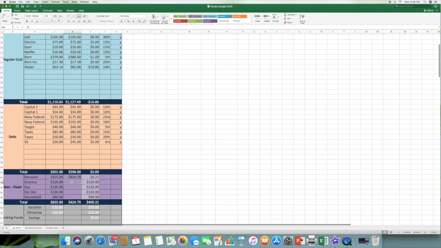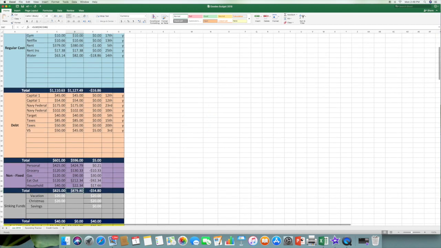Okay, let's put in for non-fixed. This is my struggle area again, so I'm just gonna go as if I blew my budget in each category, except for gas. I'm typically okay with gas, but I struggle with the eating out. So let's just do $212, $34, and let's do, I am pretty good with household. Let's just make it a realistic number. There you go. So it's saying, okay, you budgeted $825. You spent $879.80 for a negative difference of $54.80. You blew your budget in these categories.